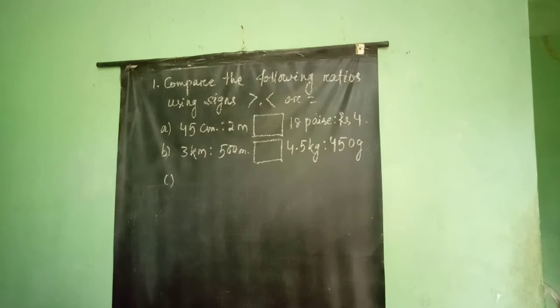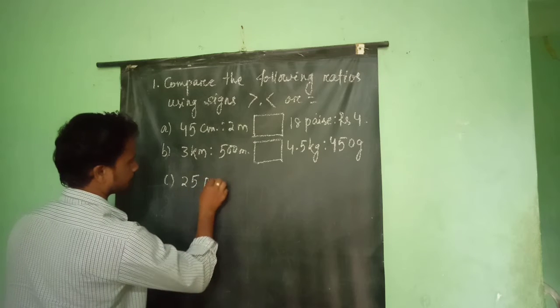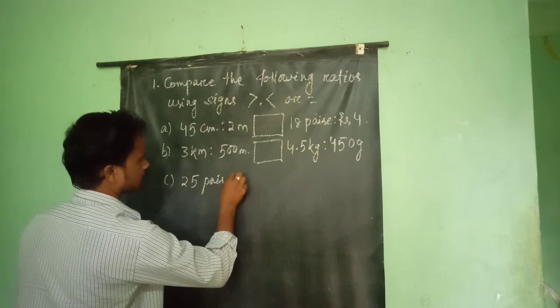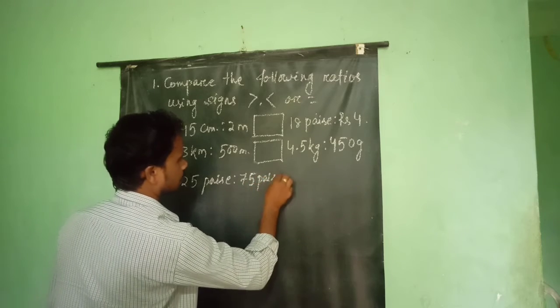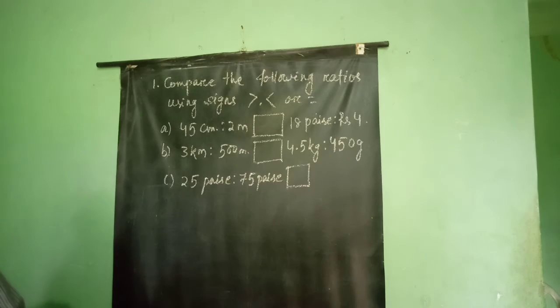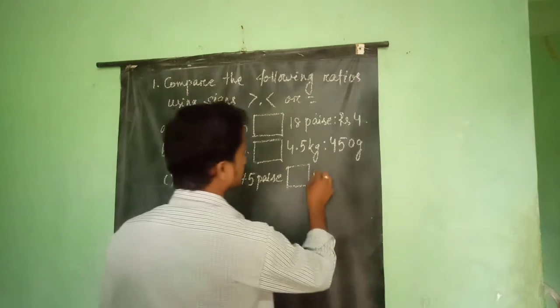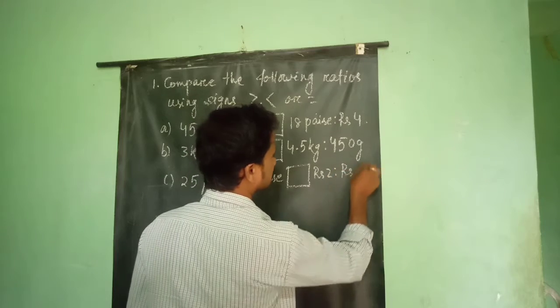Question number C: 25 पैसे is to 75 पैसे. Rupees 2 is to rupees 6.